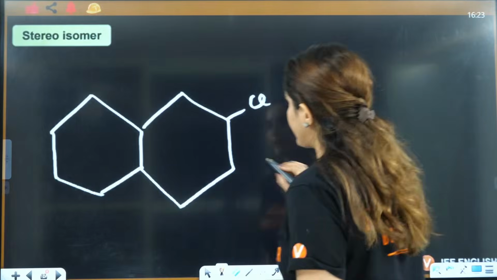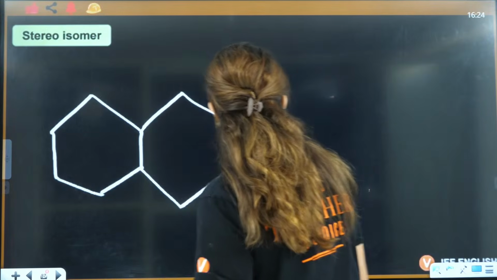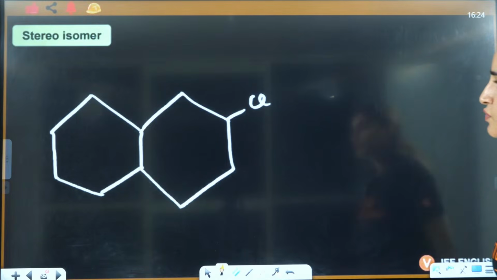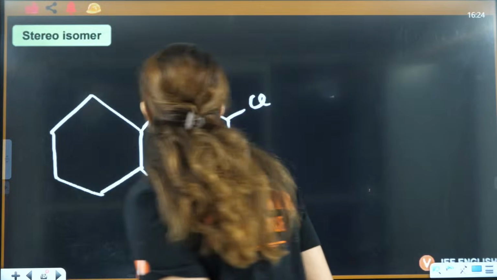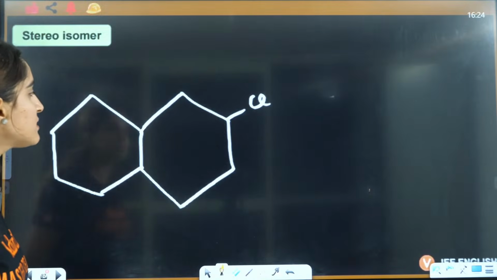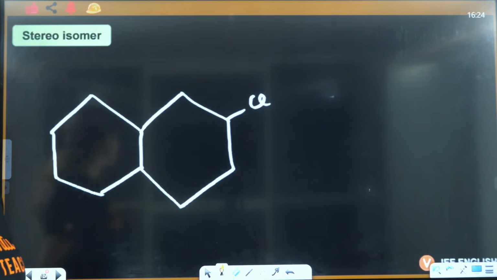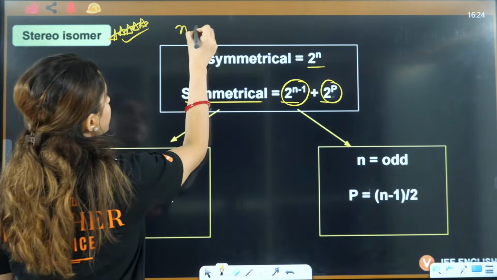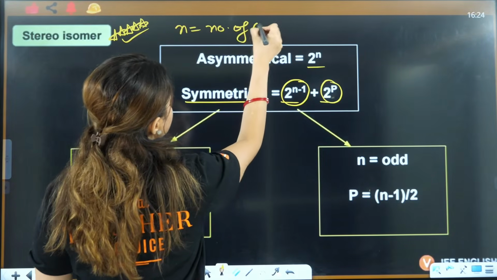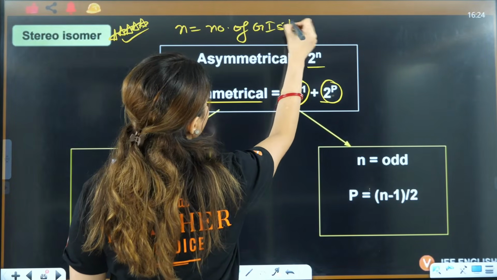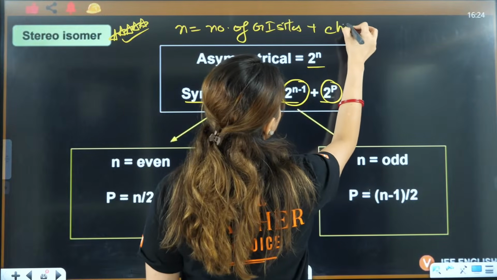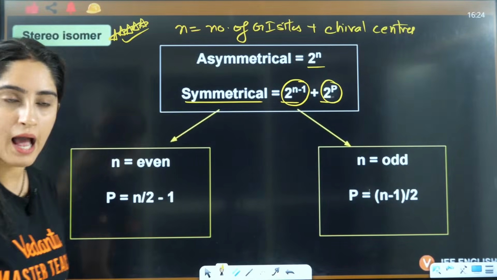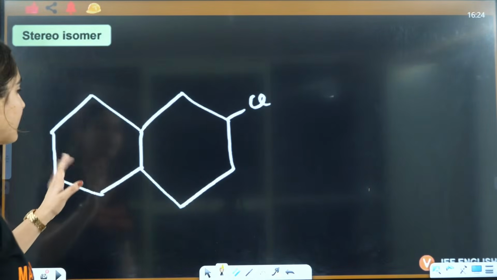So in this case, firstly you have to calculate the stereo. Stereo means n is going to be the number of GI sites plus chiral centers. Both you will calculate in the stereoisomers, right? Both you will calculate.